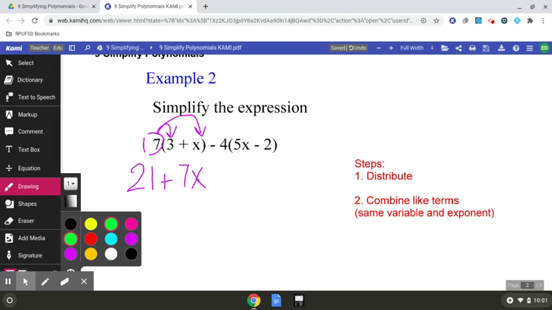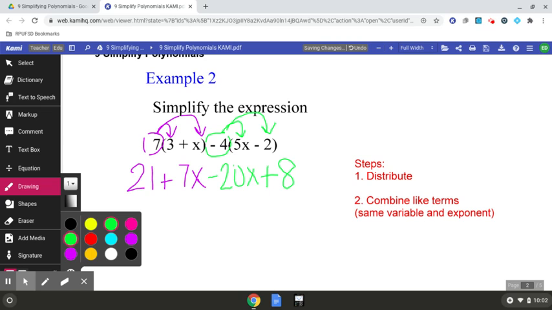For the second parenthesis, just be careful. You're actually distributing a -4. So -4 times 5x is -20x. And then negative 4 times negative 2 would be a positive 8.